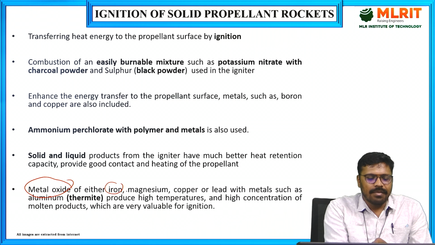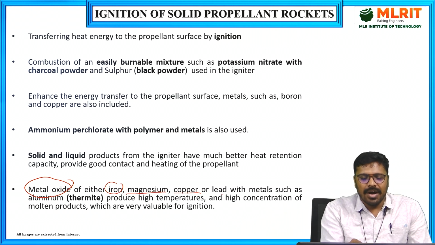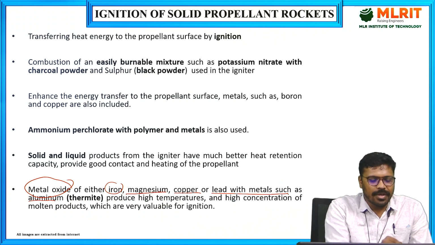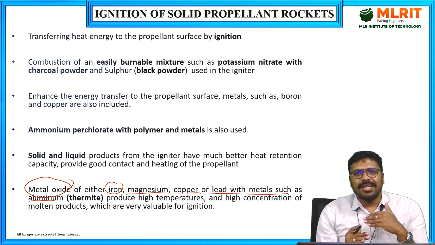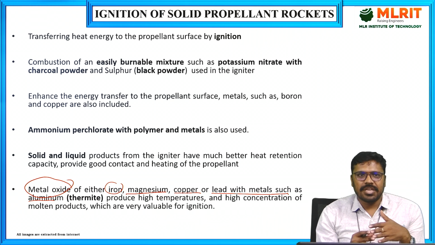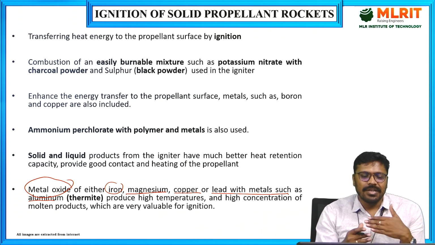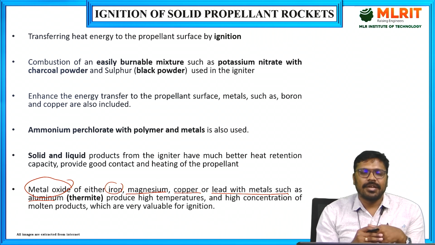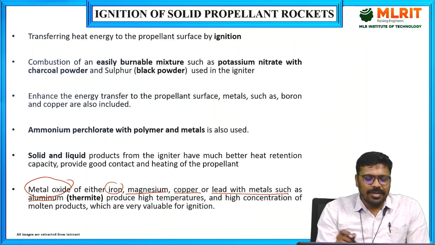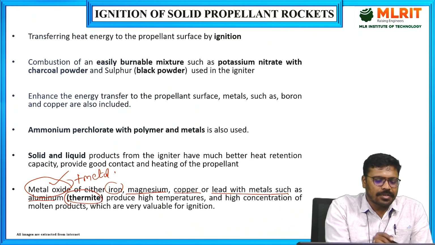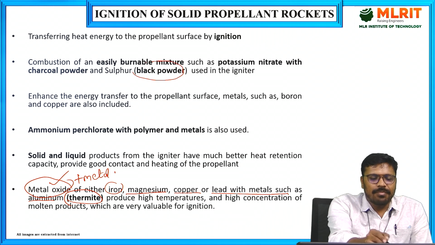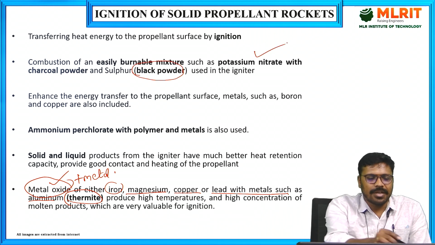Metals like iron, magnesium, copper, or lead with metals such as aluminum are also used in the igniter mixture, so that the heat concentration increases, and the molten products transfer the heat energy immediately to the propellant grain. A mixture of these metal oxides with metals is called thermite. Another type of mixture is black powder, that is potassium nitrate with charcoal powder.